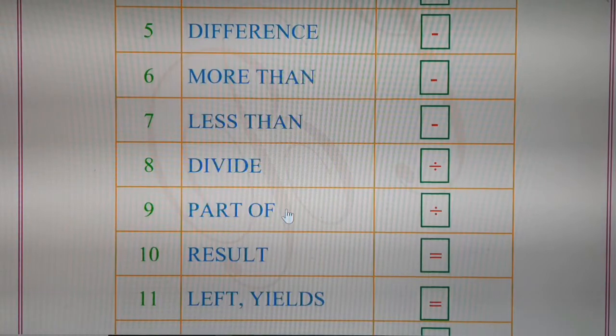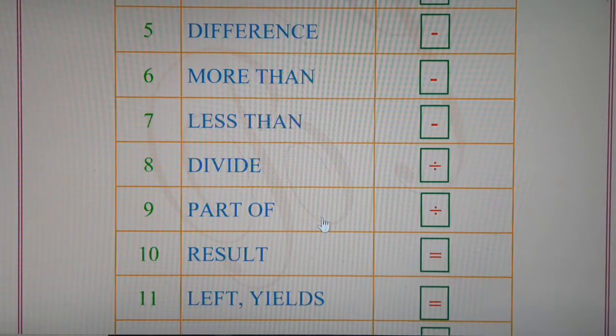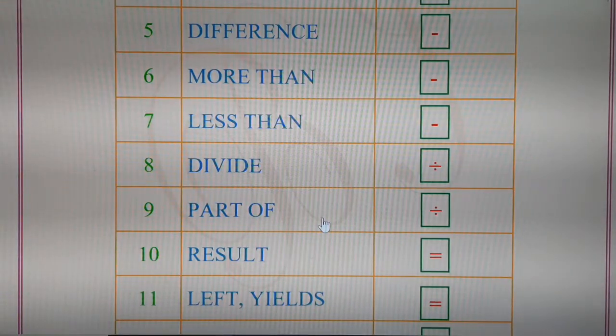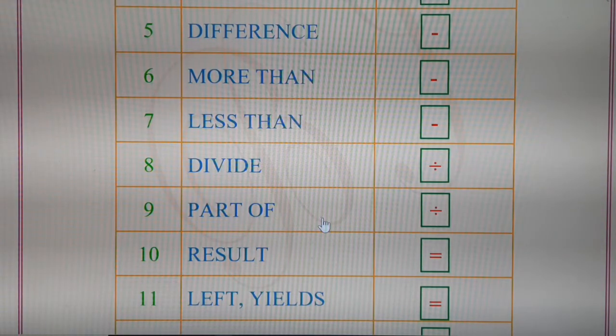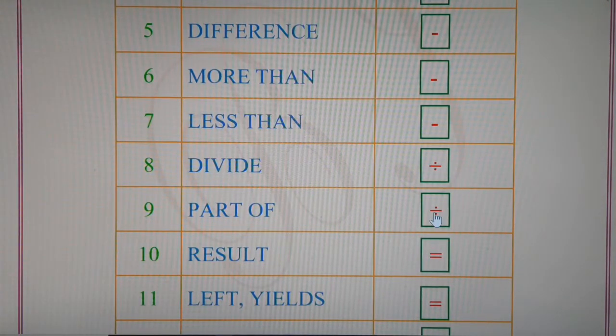Similarly, when the word part of is used, we have to use the divide sign. The fifth part of a number is 10. Then our equation will be, fifth part means we have to divide by 5. Fifth part of a number, that means x upon 5. X divided by 5 is 10. That means x upon 5 is equal to 10. When the word part of is used, we have to use the divide sign. Fifth part means divide by 5. The seventh part means divide by 7. The third part of a number means divide by 3.